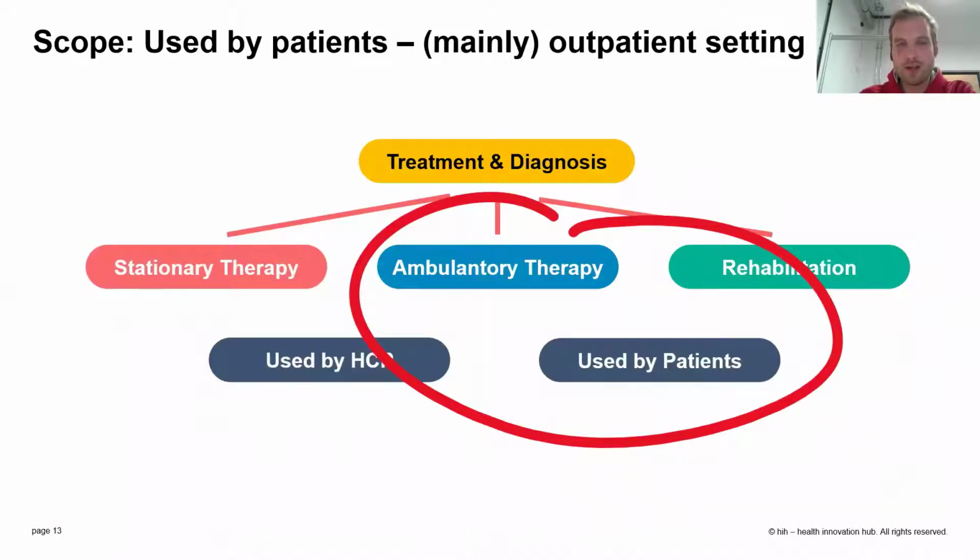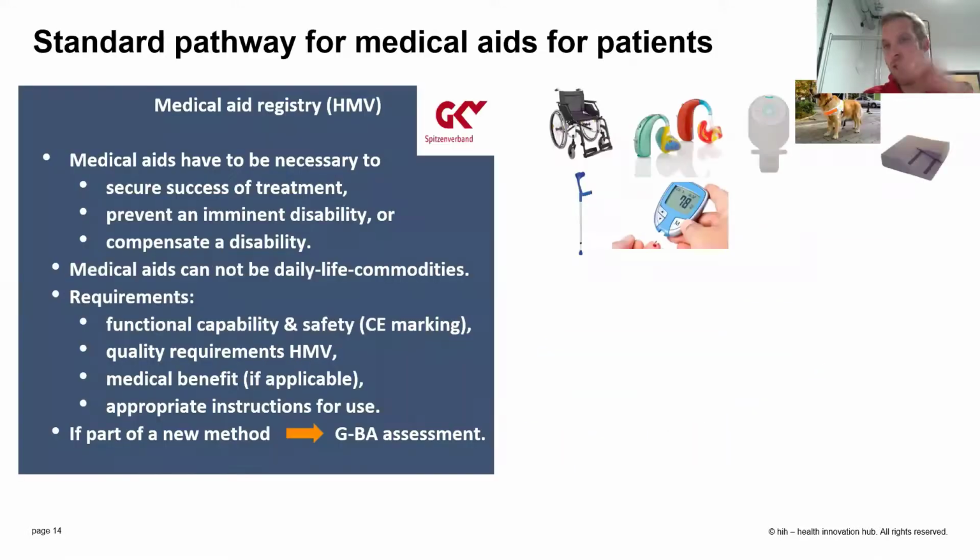So let's talk about ambulatory therapy and the software, the digital service or product used by the patients. Here we have a system that has been in place for many years now, which is the medical aid. Medical aids, as you see on the top right, can be a guiding dog or a hearing aid or a wheelchair. For reimbursement, medical aids should be listed in the medical aid registry, the so-called Hilfsmittelverzeichnis at the GKV-SV, the federal umbrella organization of the statutory health insurance funds.